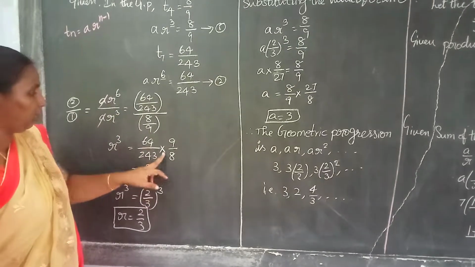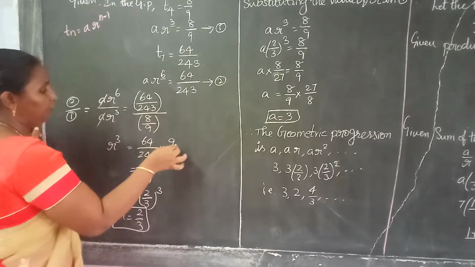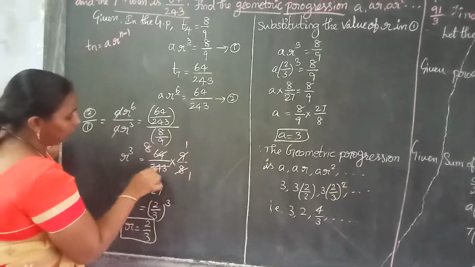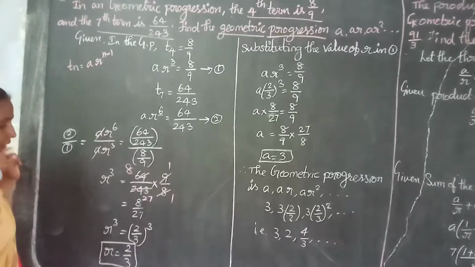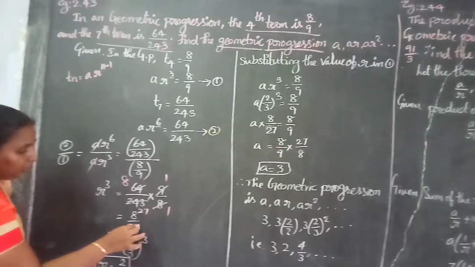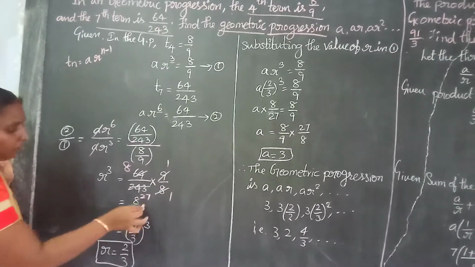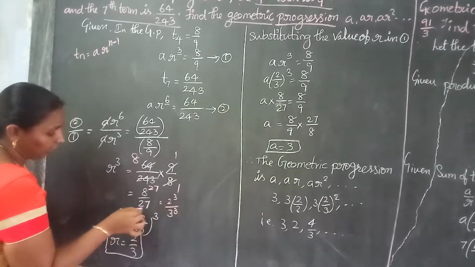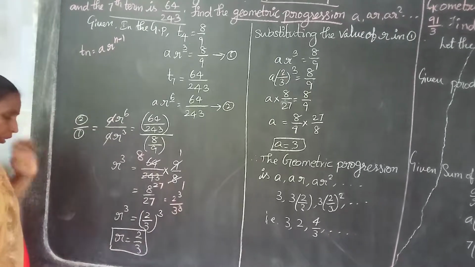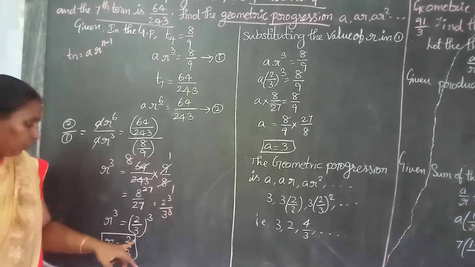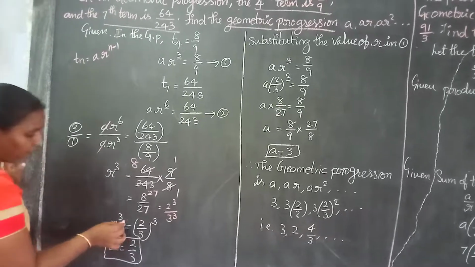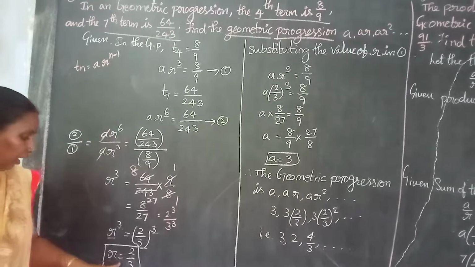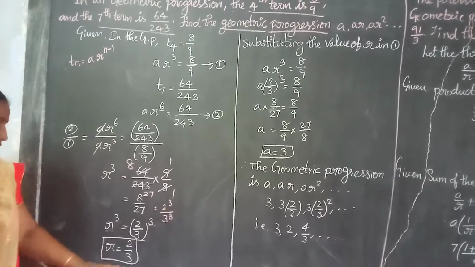64 by 243 into 9 by 8, you take the reciprocal and get 9 by 8. 8 ones are 8, 8 eights are 64, 9 ones are 9, 27 nines are 243. So you get 8 divided by 27. Here it is a cube. So 8 can be written as 2 cube, and 27 can be written as 3 cube. So R cube equal to 2 by 3 whole cube. Here the powers are the same, so the bases are also equal. R equal to 2 by 3. So you find the R value.